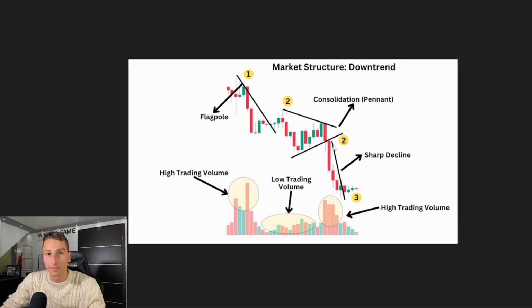Another thing is when a bear pennant fails: if the pennant gets too wide or lasts too long, energy dissipates, alright? Or another thing is when volume increases during the pennant. It means that the buyers are getting aggressive, and the expected breakdown becomes less likely.